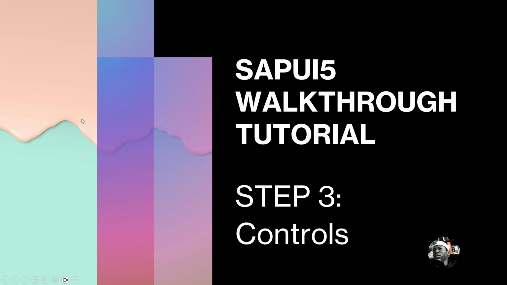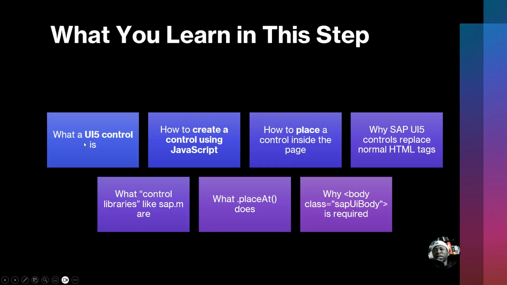So this is where we begin to use SAP controls instead of just plain HTML, and this is where UI5 starts to feel like a real application development framework. And so what you learn in this step is that you're going to know what is a UI5 control, and you are going to learn how to create a control using JavaScript. You will also learn how to place a control inside the page, and you're also going to learn why SAP UI5 controls replace normal HTML tags.